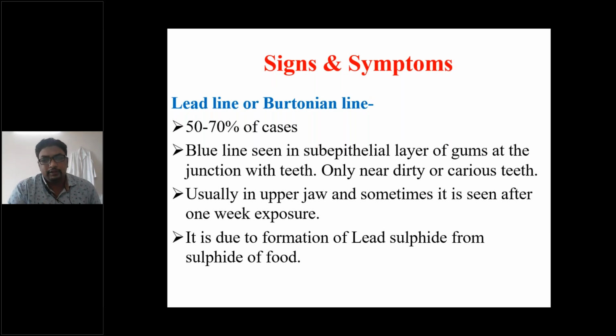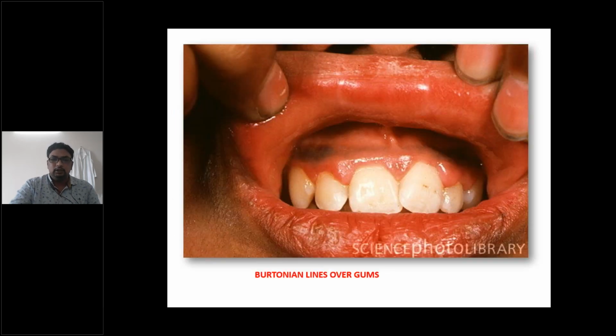So it is seen in almost every case of persons with carious teeth, and it is present mostly in the upper jaw, between the gums and the teeth. So it is present in 50 to 70%. Lead line and Bartolian line. So you can see this is the lead line. The blue line can be seen, though mostly not typical. Sometimes it can be seen here also at the junction.